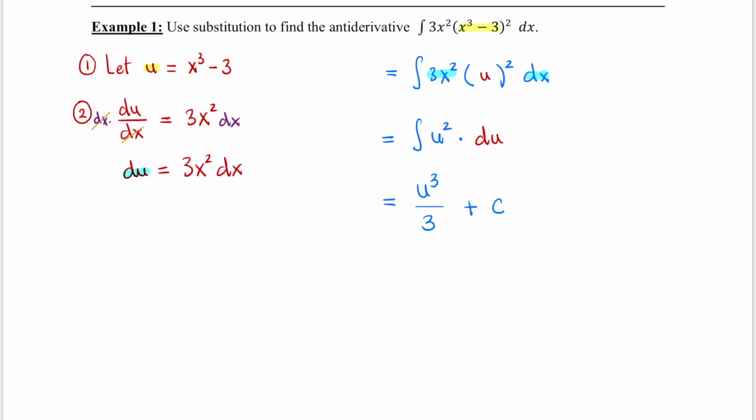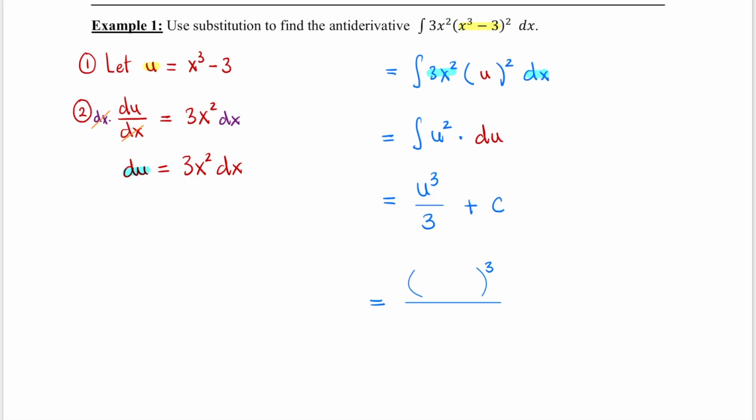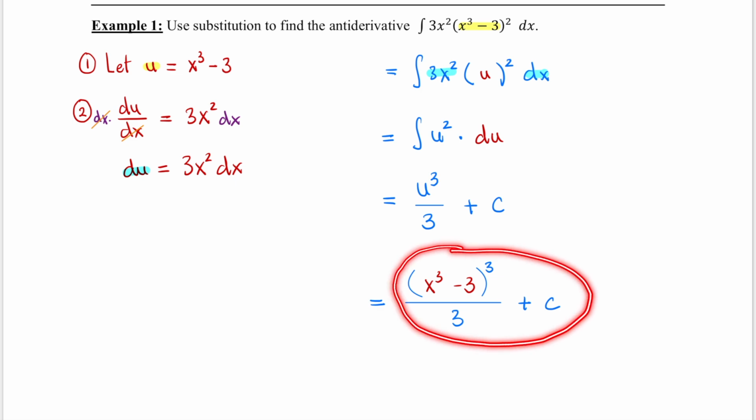Now we're almost done. But we cannot leave the answer in terms of u because the original problem was in terms of x. So we substitute back. u equals x to the third minus 3. So we replace u with x to the third minus 3. So the final answer is (x to the third minus 3) to the third over 3 plus c.